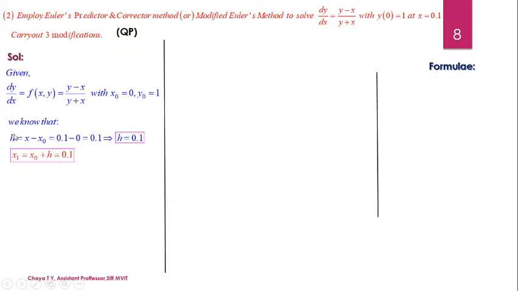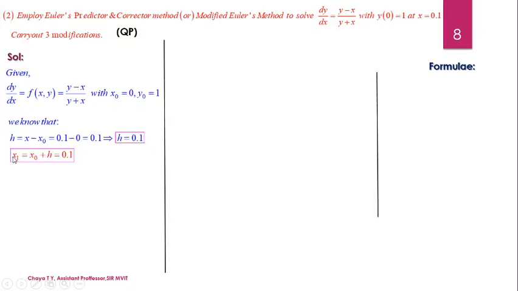So let us find the value of h. We know that the step length h is given by the formula x minus of x naught, which is equals to x is 0.1 as mentioned in the problem, x naught is 0. We are going to substitute the same, simplify. We get the value of h as 0.1.